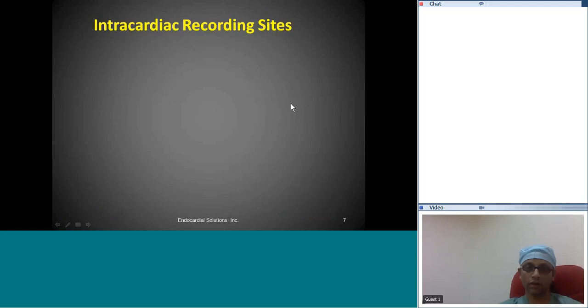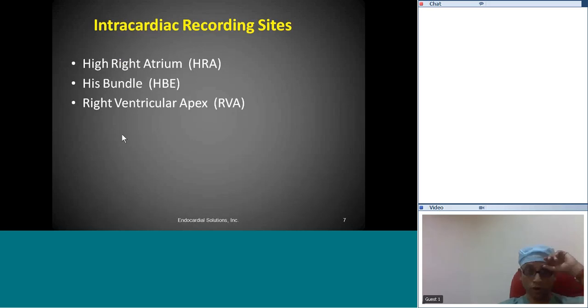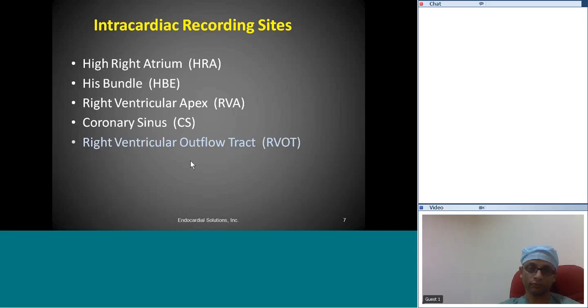So what are the intracardiac recording sites? Now we would like to know what the right atrium, the high right atrium, is doing, because that's where the SA node is. We would like to have a recording in the His bundle, because that would tell you about the AV node. You would probably like to know about the right ventricular apex, because then you would know the conduction between the His bundle and the ventricle. And you would like a catheter in the coronary sinus, because it goes into the posterior AV groove and it gives you the electrical conduction within the left ventricle. On certain occasions, you might need to have a catheter in the right ventricular outflow tract or in the left ventricle.